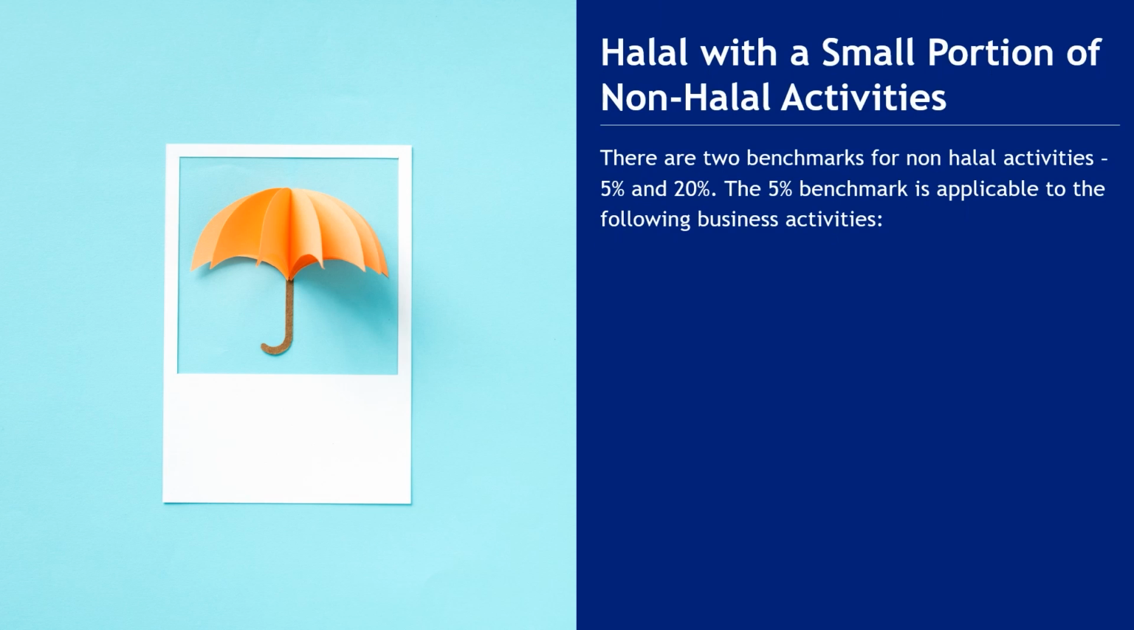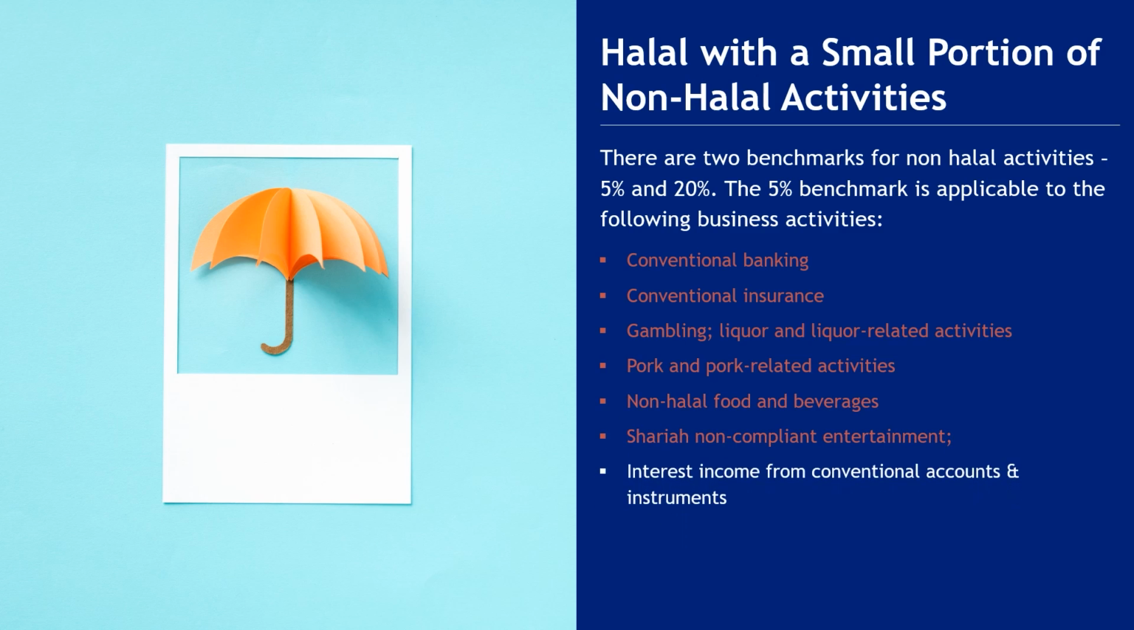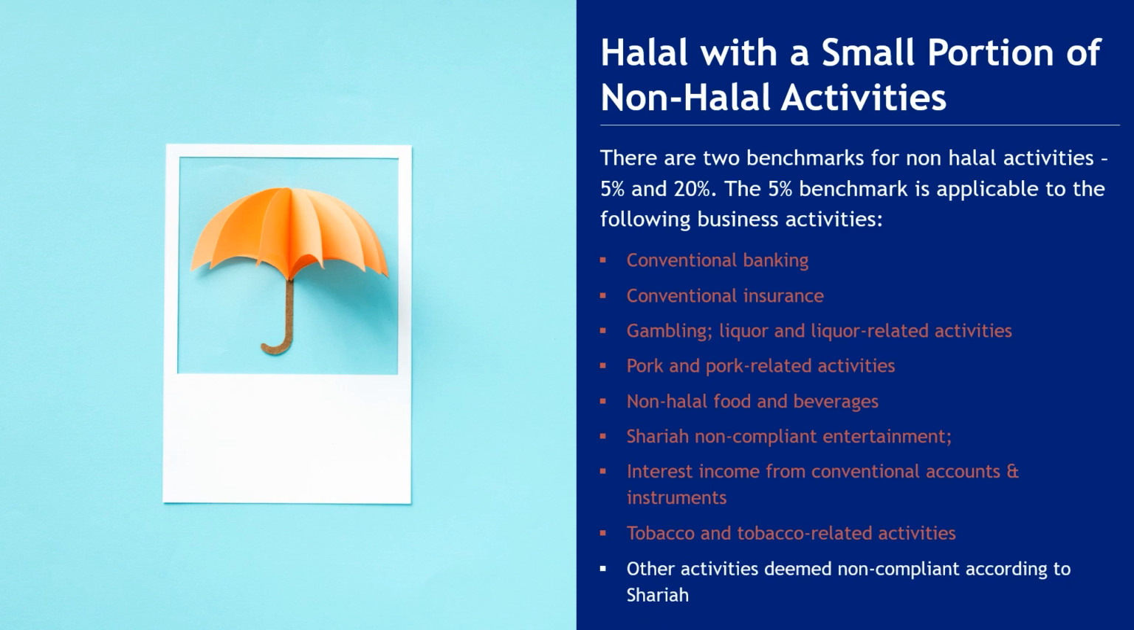The 5% benchmark is applicable to the following business activities: conventional banking, conventional insurance, gambling, liquor and liquor-related activities, pork and pork-related activities, non-halal food and beverages, Sharia non-compliant entertainment, interest income from conventional accounts and instruments, tobacco and tobacco-related activities, and other activities deemed non-compliant according to Sharia.